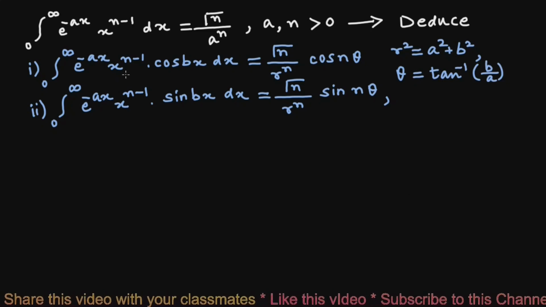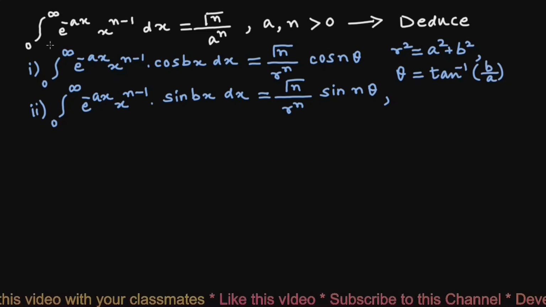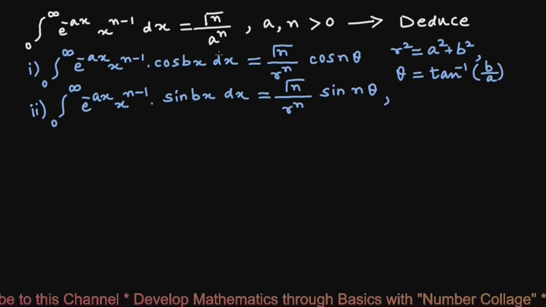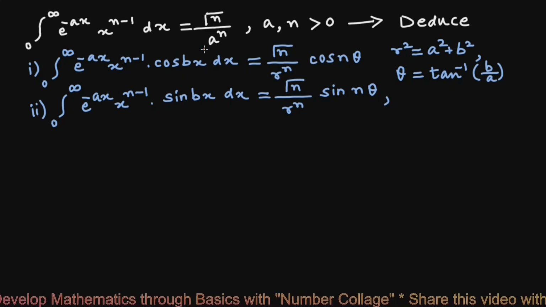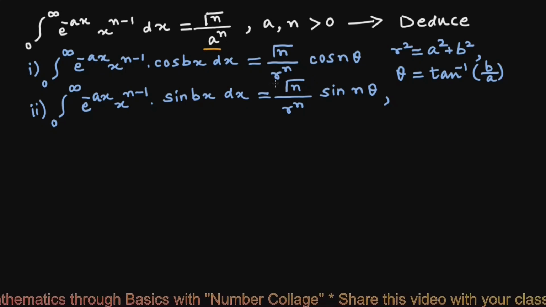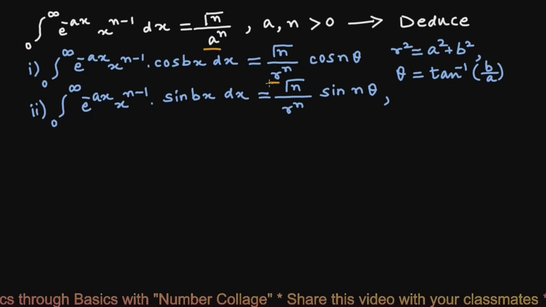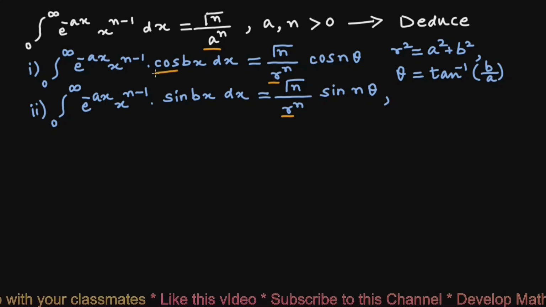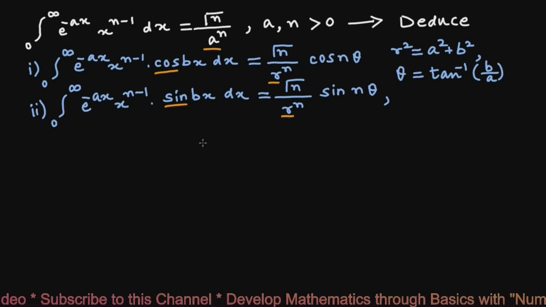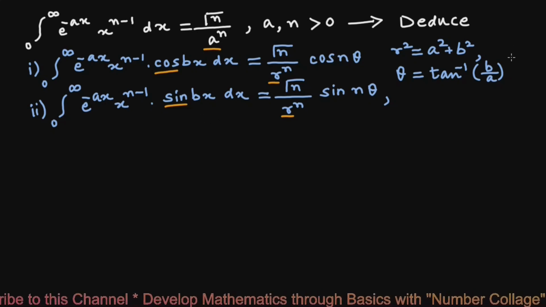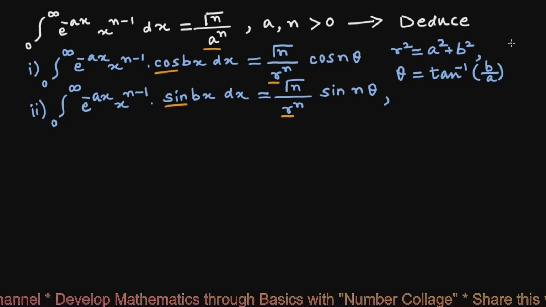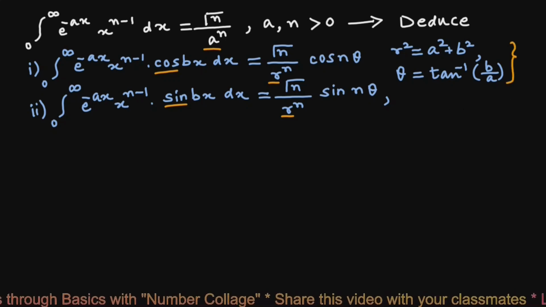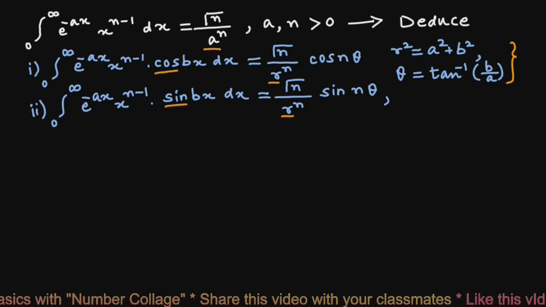Now let us see the difference between the statement that we have proved and the statements we have to prove. The statement that we have proved has a raised to n, whereas in the statements to be proved there is r raised to n. Moreover, there are terms in cos and sine in the integrand of the integral. So because of that, we shall have to make use of this data given and we have to apply the concept of complex numbers.